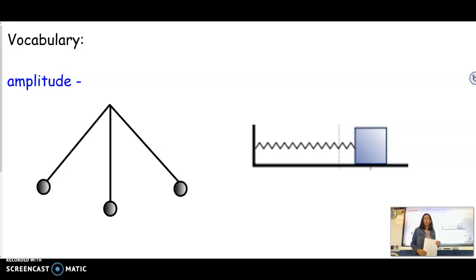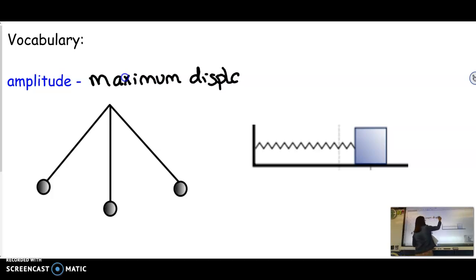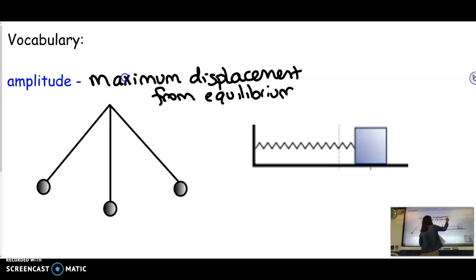Okay, so first, a quick little review of some vocabulary. Amplitude, the word amplitude means the maximum displacement from equilibrium. So it's how far you're being pulled away from the equilibrium position.